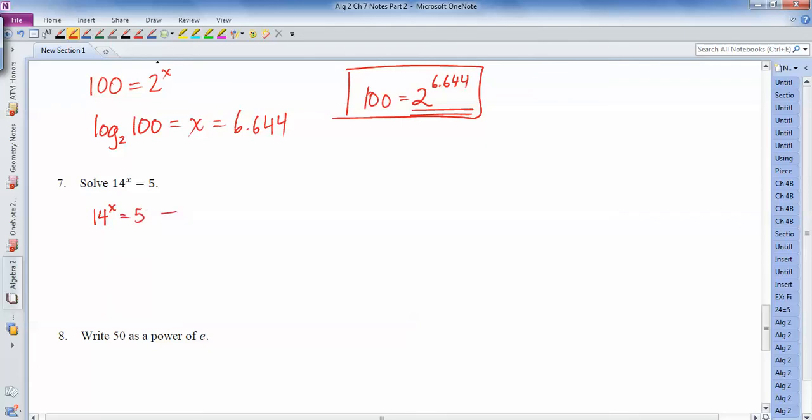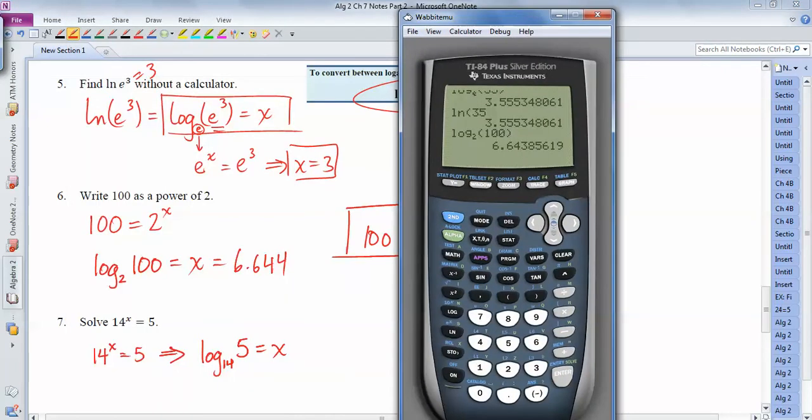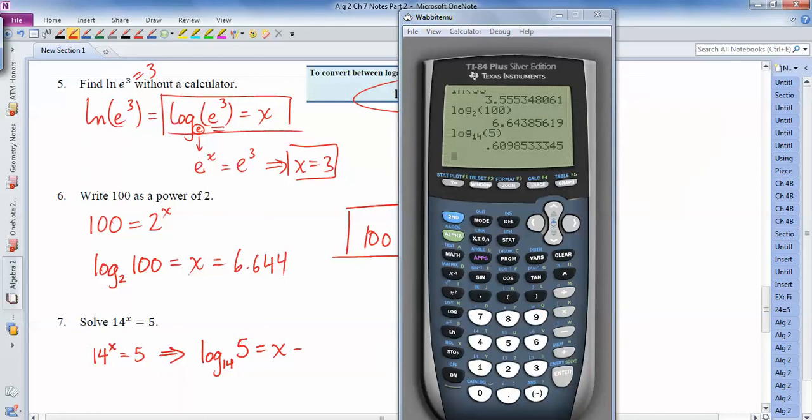Well, to solve that, we should rewrite it using that log formula. So that's going to be log base 14 of 5 equals x, and then we can plug this into a calculator. So alpha f2, number 5, log base 14 of 5 equals, and that's going to be 0.6099, let's say. So that's what x is.